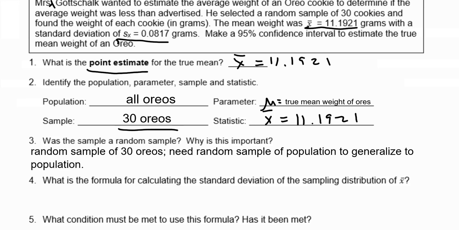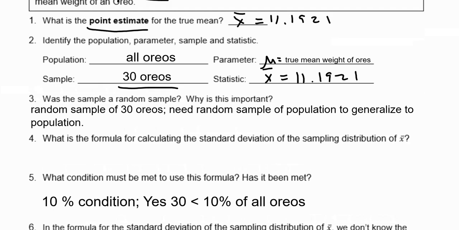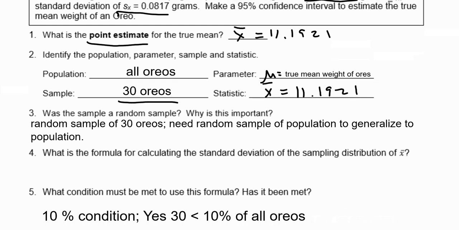Now from here, we're going to go through and check some of the things that we want to do. All right, we're going to check our conditions, just like we did with the proportions. We're going to do the same thing. So we're going to take a random sample of 30 Oreos.